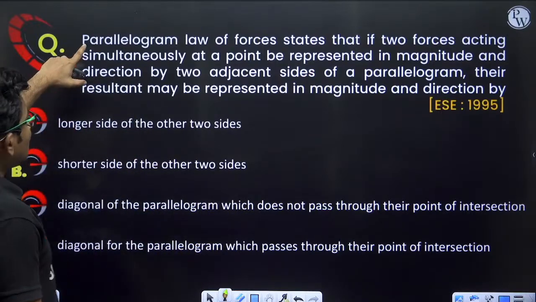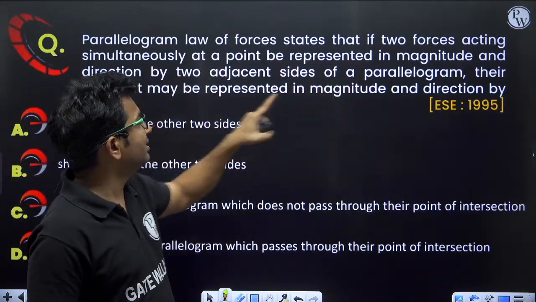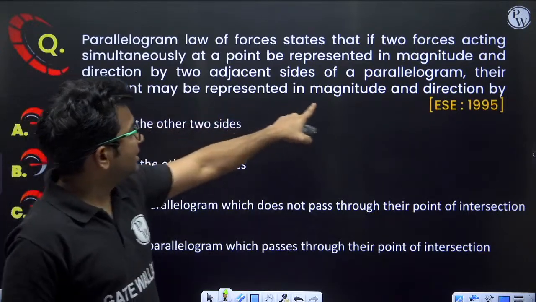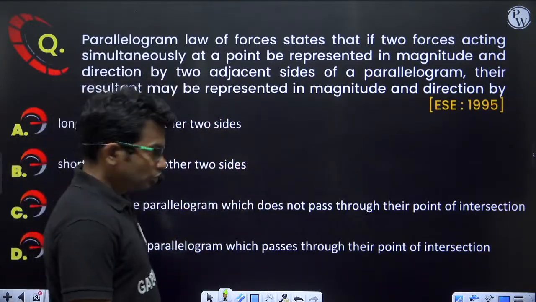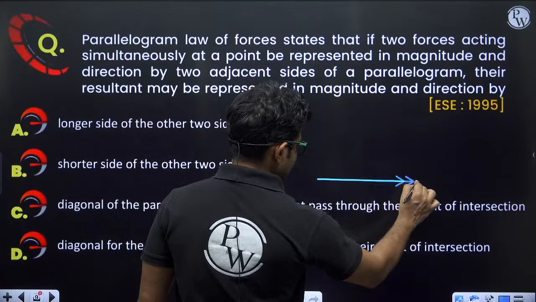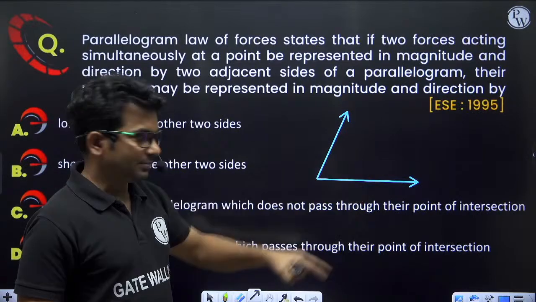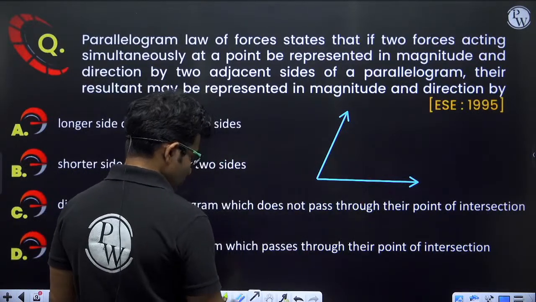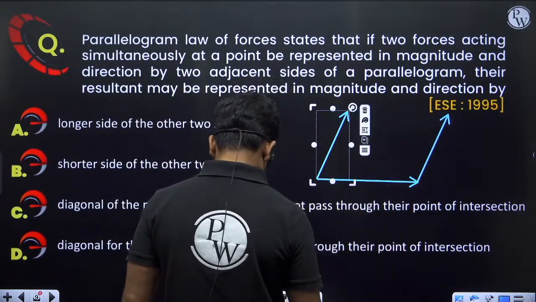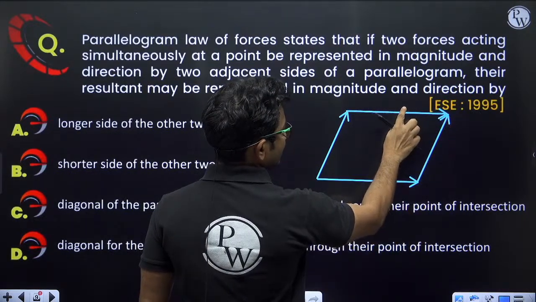Okay, the parallelogram law of forces states that if two forces acting simultaneously at a point be represented in magnitude and direction by two adjacent sides of the parallelogram, their resultant may be represented in magnitude and direction by... Okay, so if there are two forces like this, and these are represented by two sides of a parallelogram, so I'll have to make the parallelogram also. So if this is my parallelogram, the magnitude and direction is represented like this. Okay, I am representing it by a parallelogram.